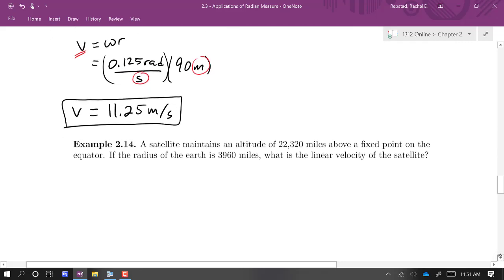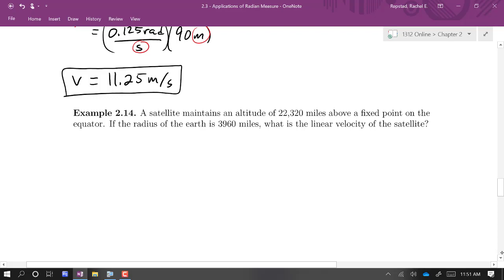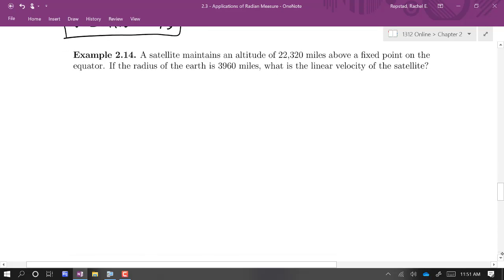All right, let's try another one. A satellite maintains an altitude of 22,320 miles above a fixed point on the equator. That's going to be important. It says the radius of the Earth is 3,960 miles. What is the linear velocity of the satellite?